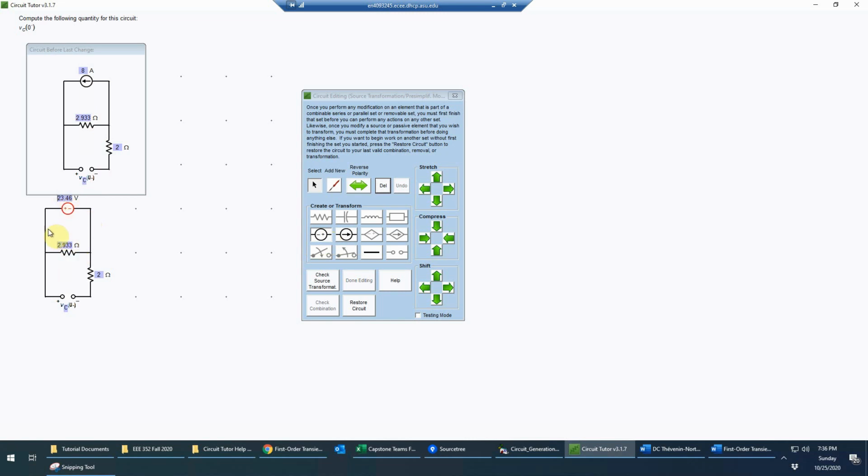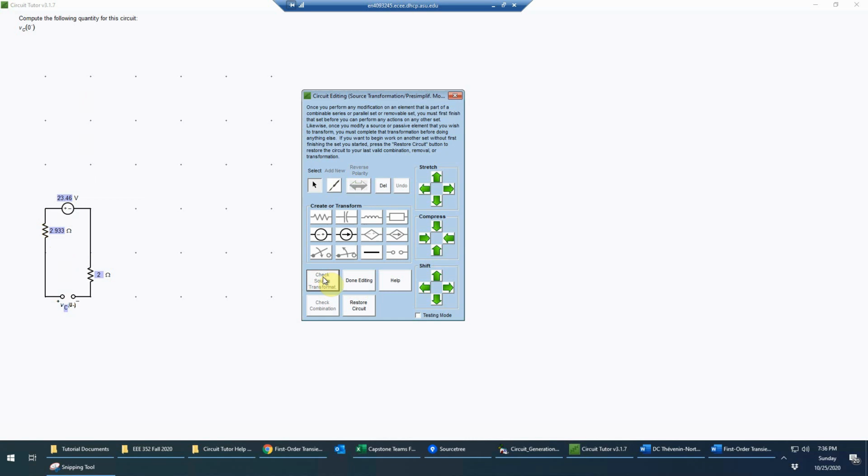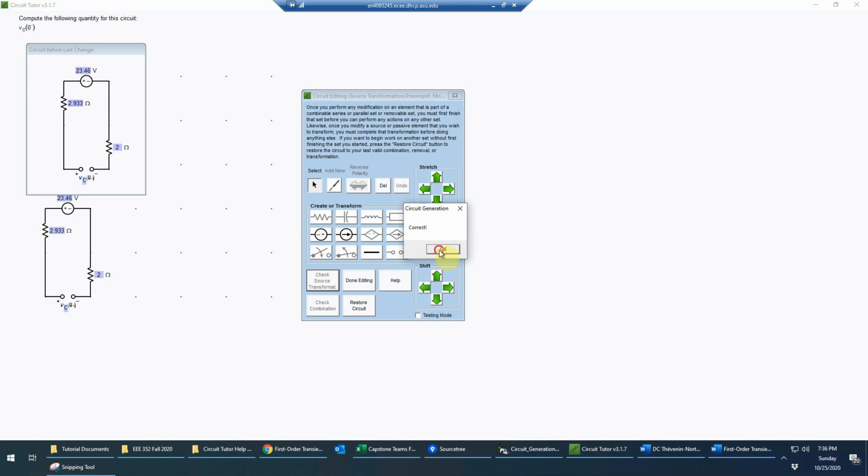23.46 volts. And now that resistor needs to be in series with the voltage source, not in parallel, to complete the source transformation. And so I can check that, and that is correct. And I suppose I could combine those resistors in series, but to be honest, neither one of them carries any current, so there's really no particular value in doing that. So I'm just going to skip that step and just say that I'm done.